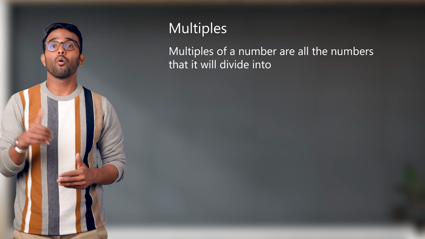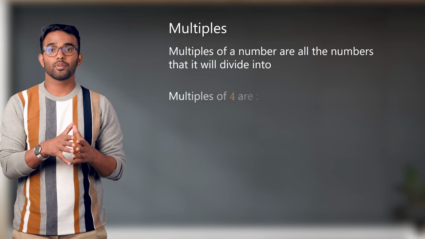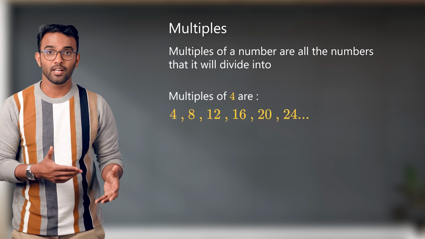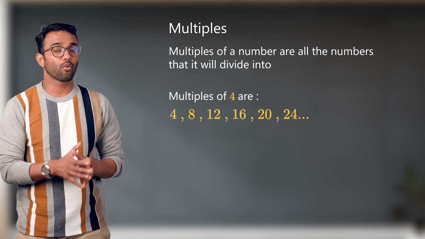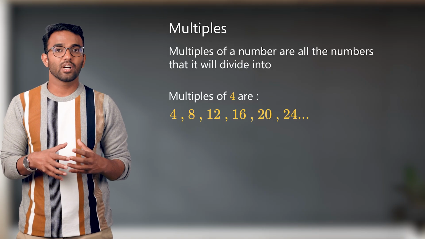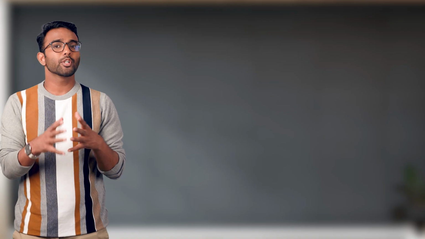Multiples of a number are all the numbers that it will divide into. For example, multiples of 4 are 4, 8, 12, 16, 20, 24 and so on. When you work out LCM or the lowest common multiple of two numbers, we just need to work out the lowest common multiple. Let me show you an example.